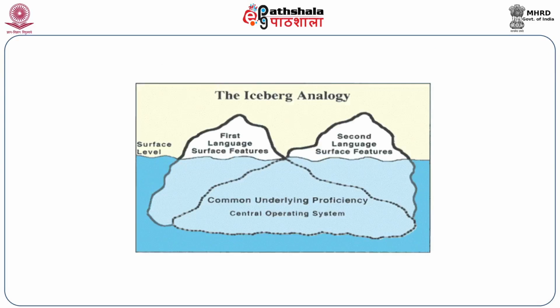Now you can see in this particular figure the iceberg analogy. What do we mean by that? There are 2 sections. At the surface level, you have first language surface features. On the other side, you have second language surface features. But beneath that, common underlying proficiency, a central operating system that works in the same way for both the first and the second language.